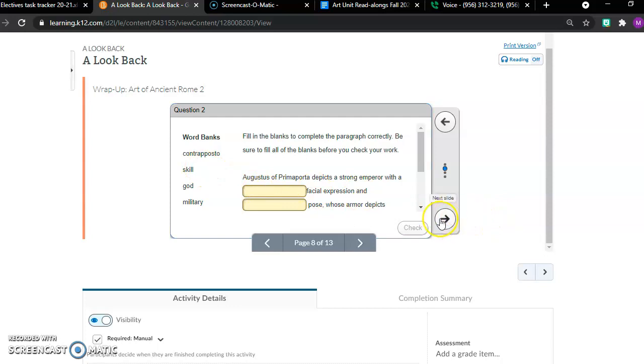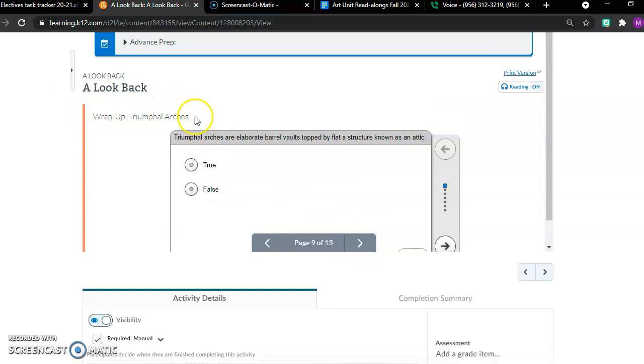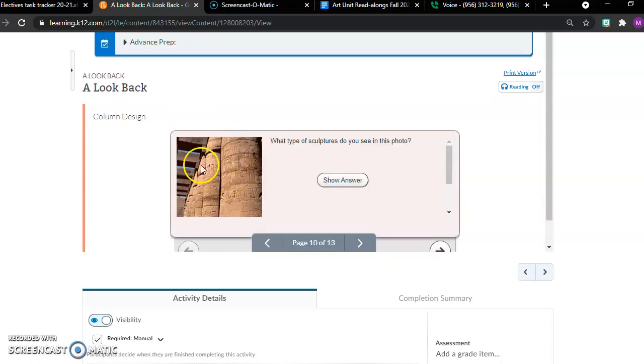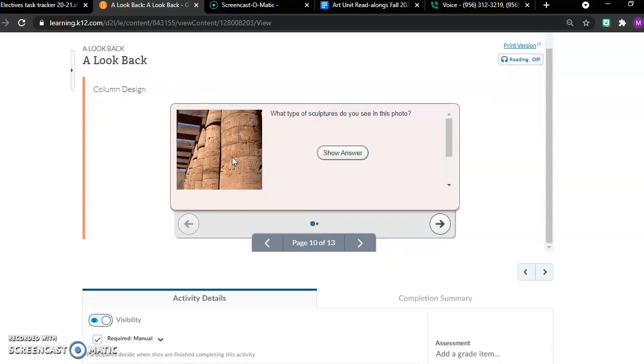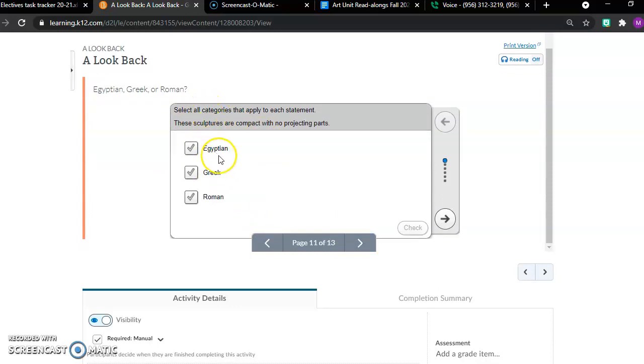Here's more with the word bank. There's a whole section on triumphal arches that you can go through and answer questions. Column design. And then they want you to try to figure out if the following things are Egyptian, Greek, or Roman by looking at them. So actually by answering the questions. So you'll have to differentiate between Egyptians, Greeks, and Romans.